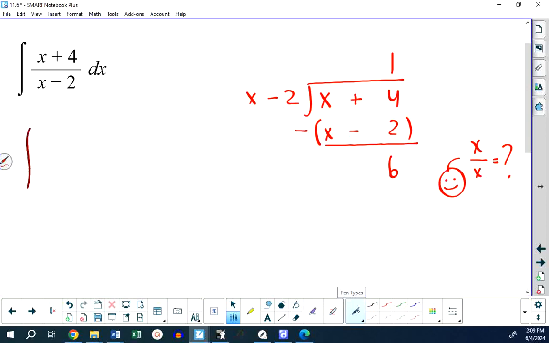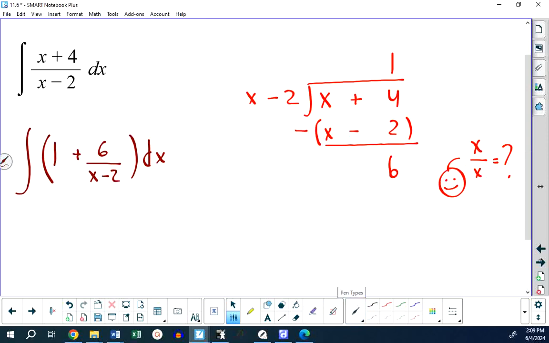So that means this integral is equal to the integral of the quotient plus the remainder over the divisor. Are we okay with that? Okay, so that's how we would get to this if we didn't want to use synthetic division.